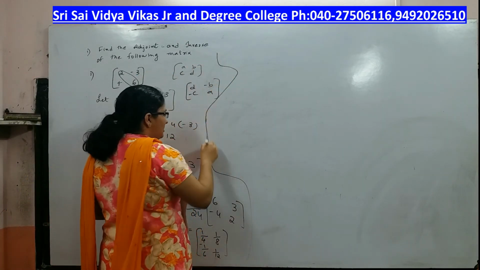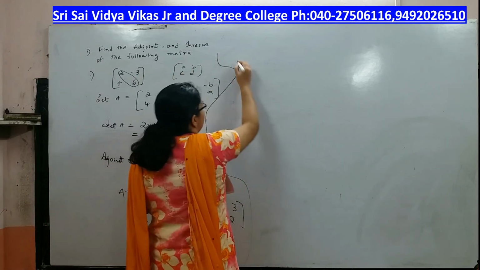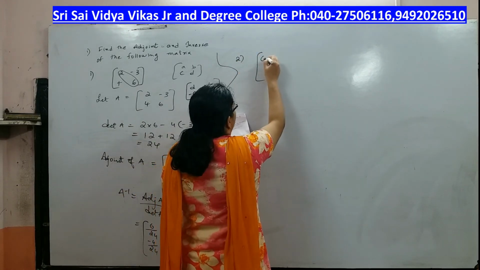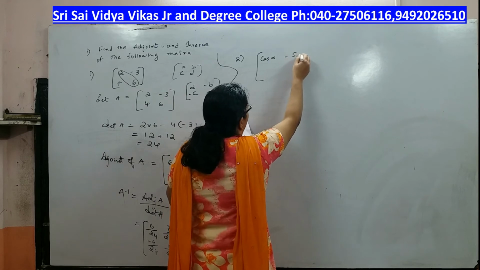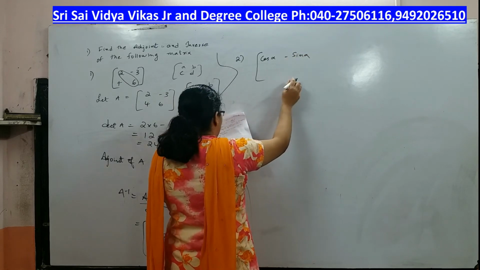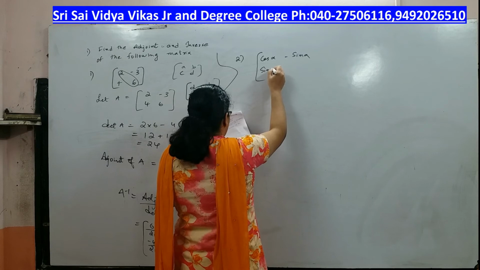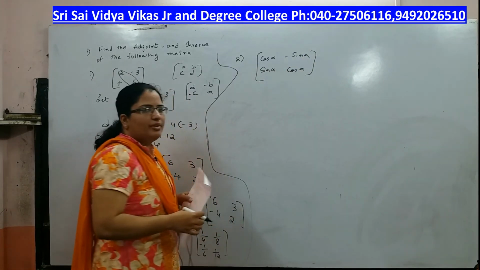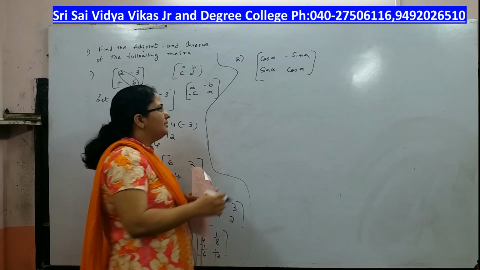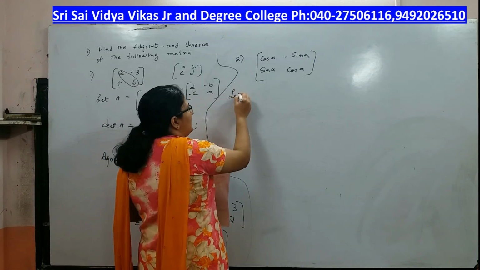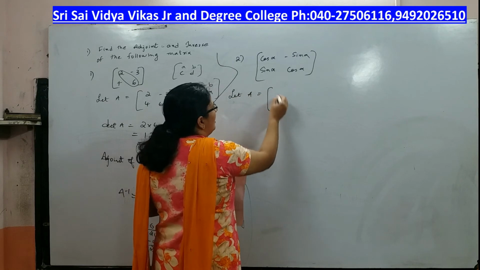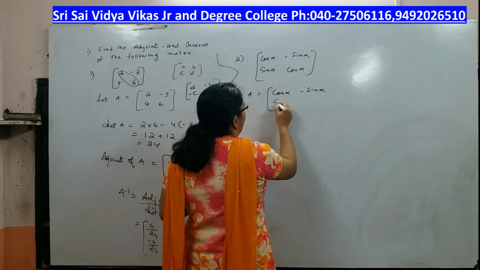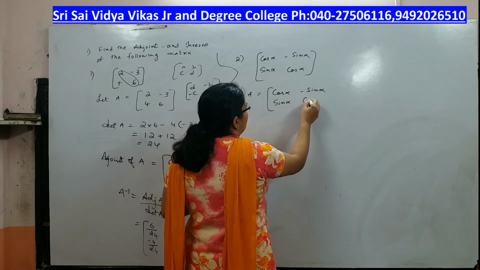Find the inverse of the matrix, second one: cos alpha, minus sin alpha; sin alpha, cos alpha. This is the matrix given to you. First we shall find the determinant. Let matrix A be equal to cos alpha, minus sin alpha, sin alpha, cos alpha.